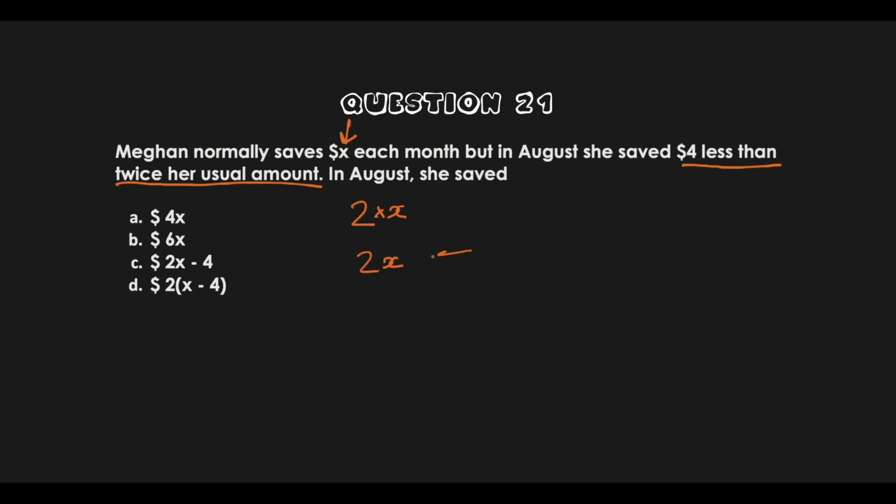So this means twice, which is 2, her usual amount. Now the usual amount is represented by the X here. Now it says she saved 4 less than twice her usual amount. So therefore, if we have to find 4 less than this, we would say 2x minus 4. Therefore, our answer is this.